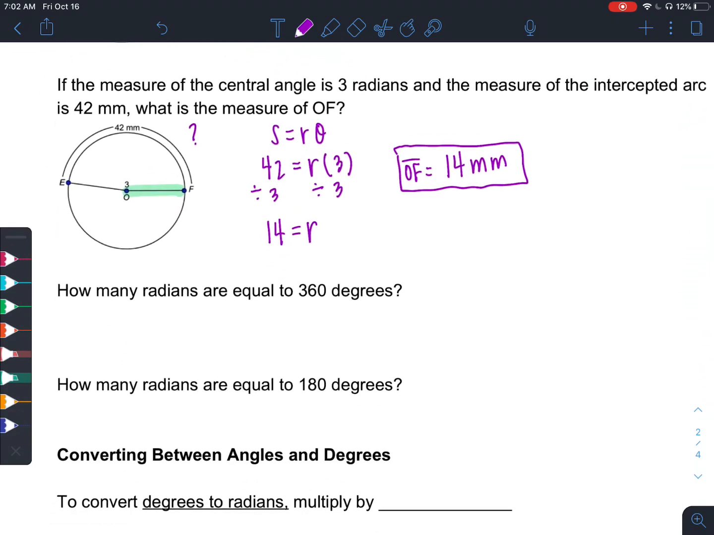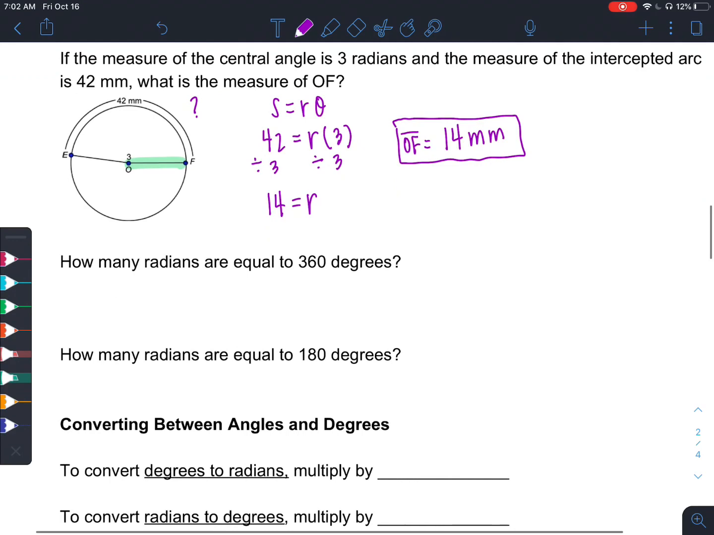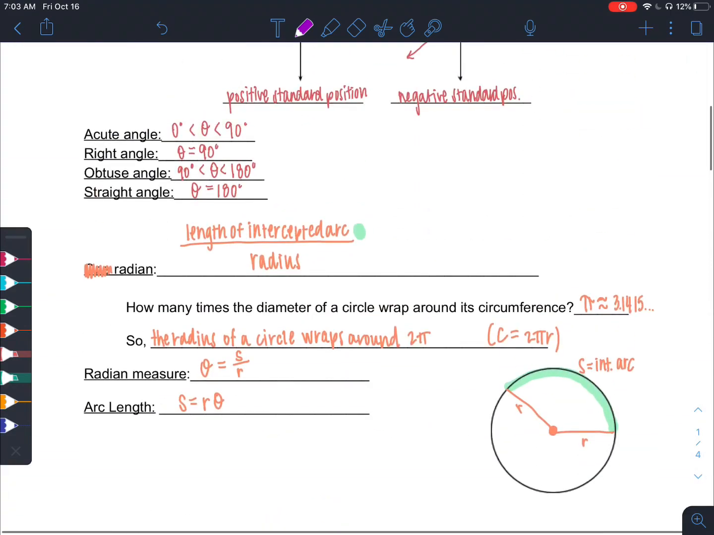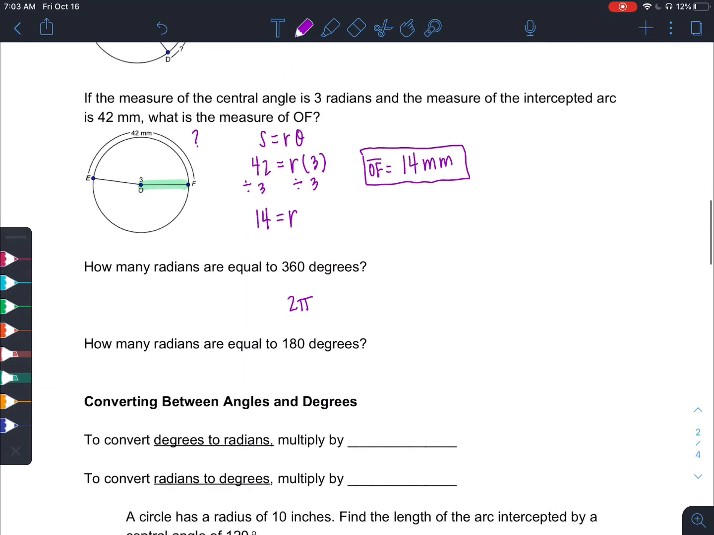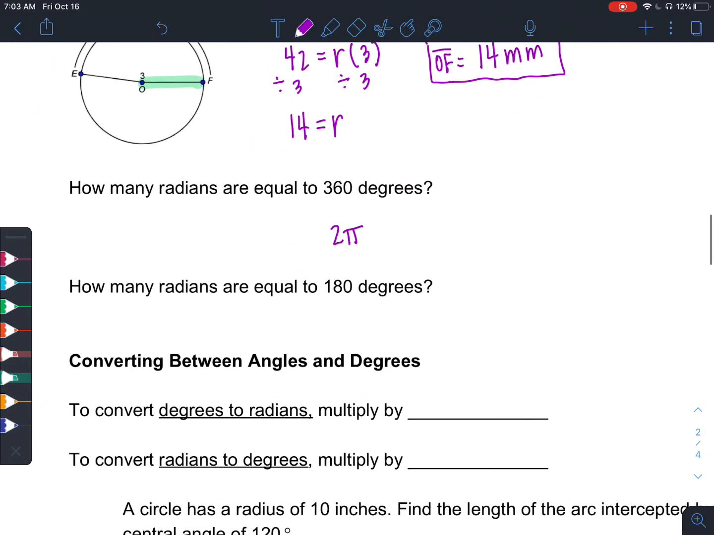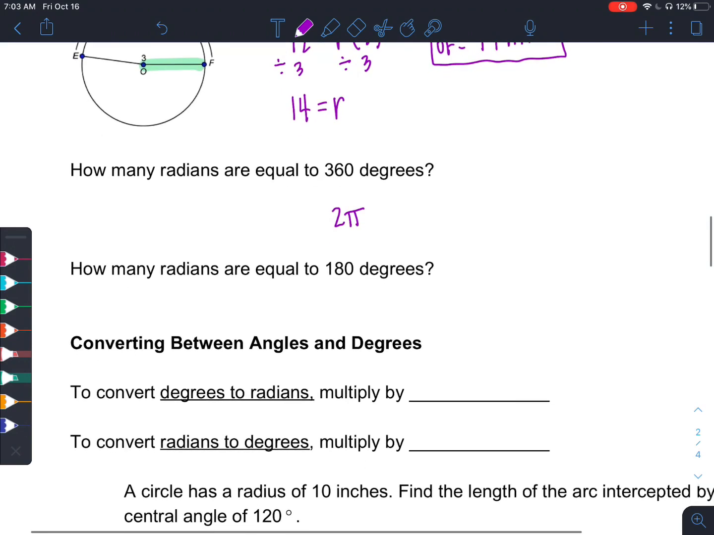Okay, so how many radians are equal to 360 degrees? This is going to be 2 pi. Radians, again, is the length of the intercepted arc divided by the radius, and that is why it is 2 pi, because our radius is 1, then we've got 2 pi around. All right, and then 180 degrees is going to be pi.